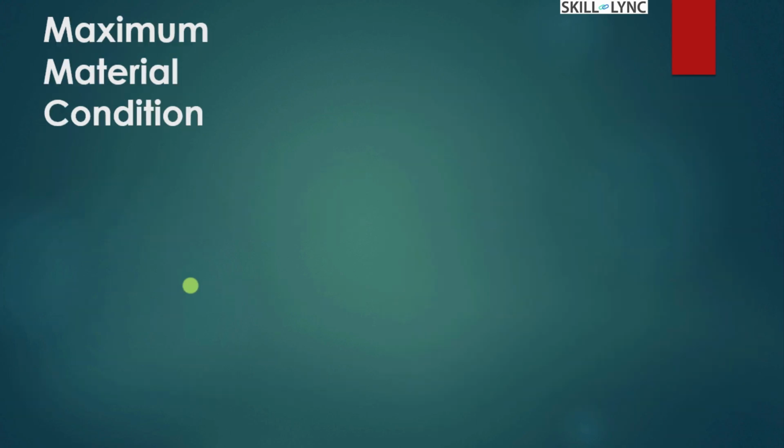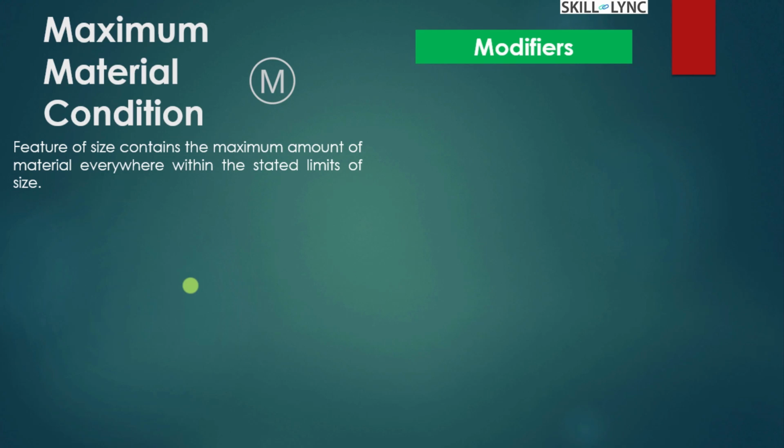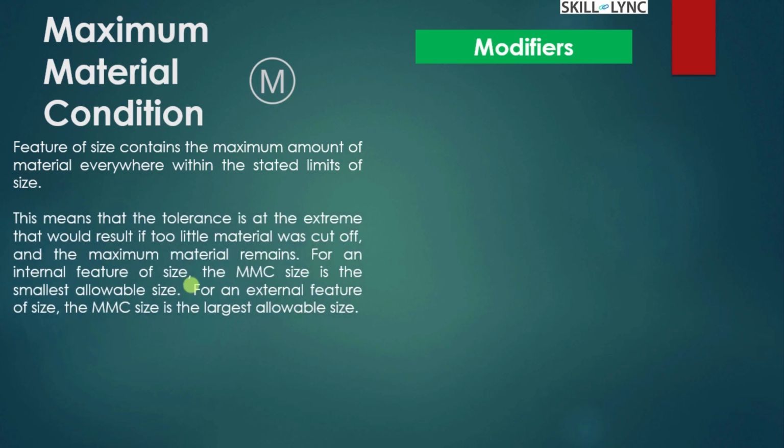So next what we have is a powerful tool, that is the maximum material condition, that is represented by the symbol M. So here this is a feature of size that contains the maximum amount of material everywhere within the stated limits of size. So it means that the tolerance is at the extreme. So tolerance is applied to the extreme. So in that condition, very little material is removed, so that maximum material is retained within the feature. Suppose the MMC is applied to the internal feature, then it's going to be the smallest allowable size that is removed out of it. In an external feature, it's going to be the largest allowable size.